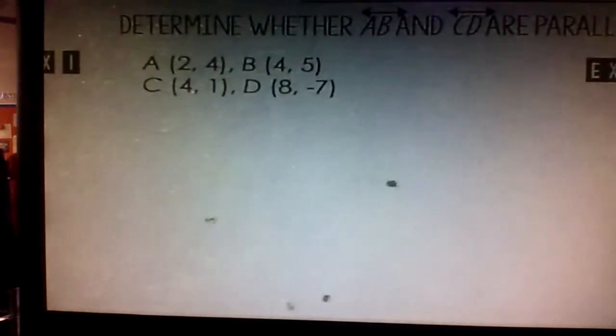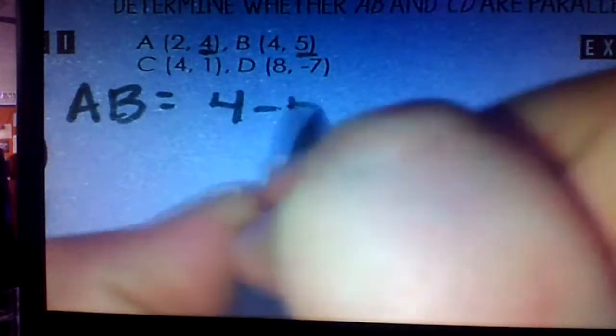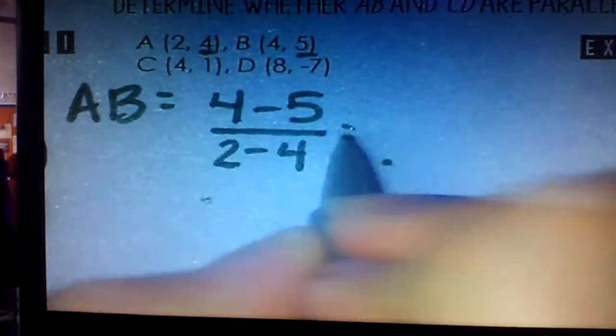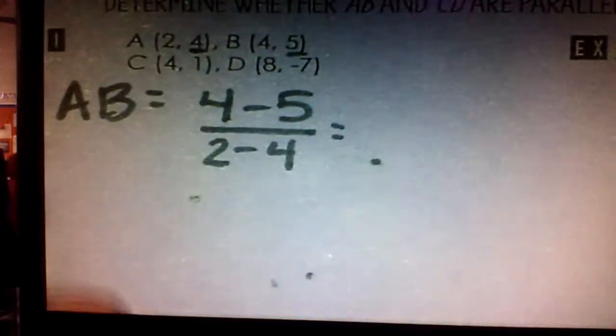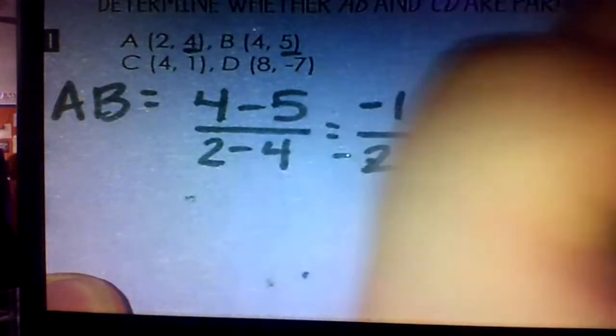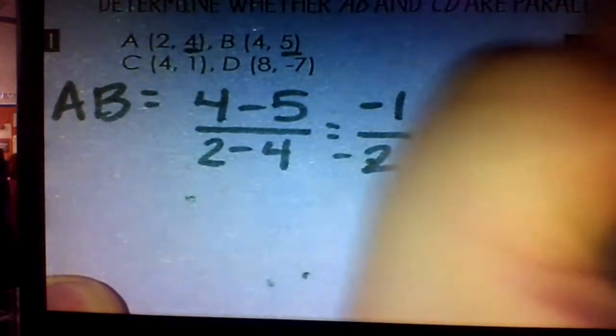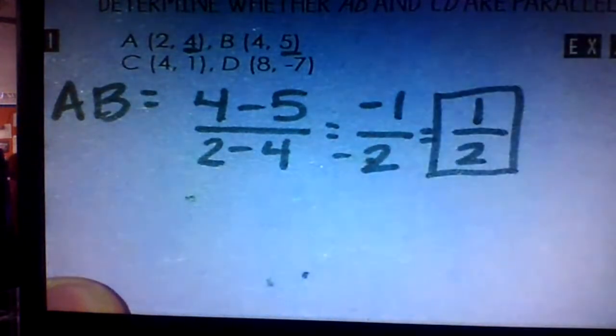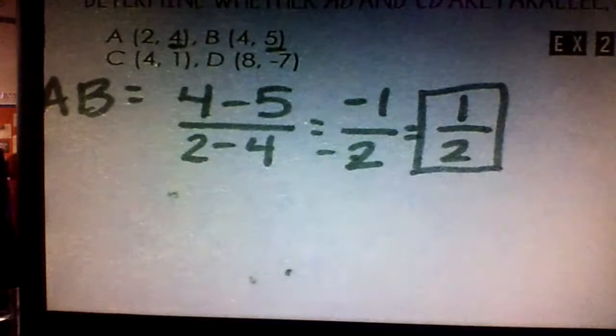So 4 subtract 5 and 2 subtract 4. Okay. So let's do 4 subtract 5. So AB, you take your y's, so 4 subtract 5, and take your x's, so 2 subtract 4. Yep. -1 over -2, which is actually positive 1/2. Okay.